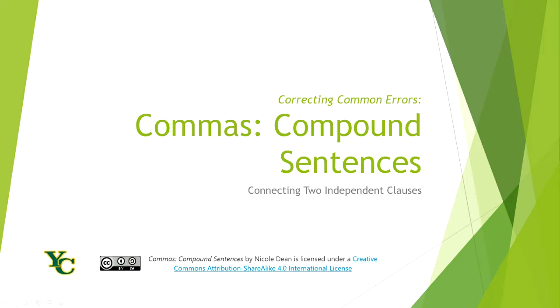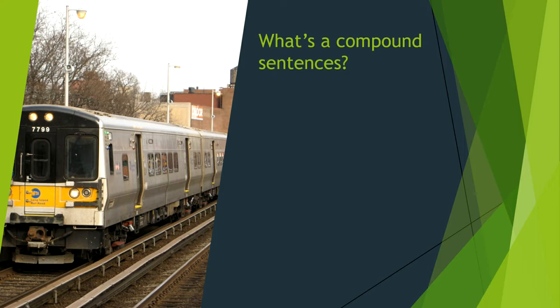In this video we'll be looking at commas again, but this time in relationship to compound sentences. So essentially we'll be talking about how to connect two independent clauses correctly with a conjunction, or a semicolon, as the case may be. So what is a compound sentence, first of all?